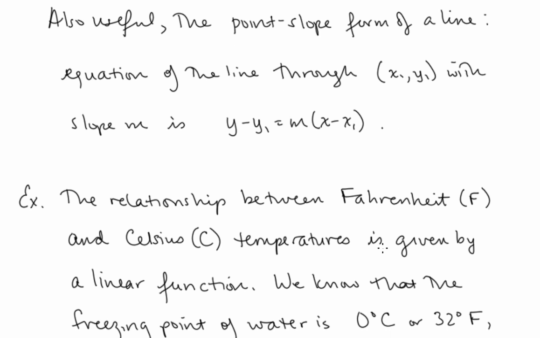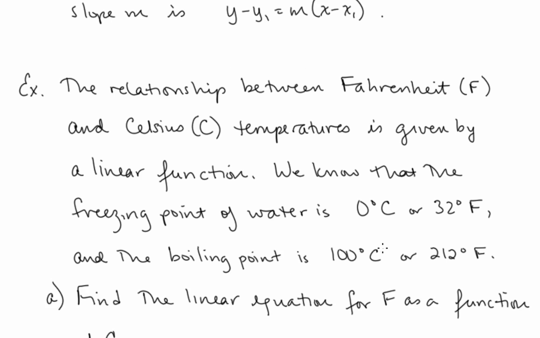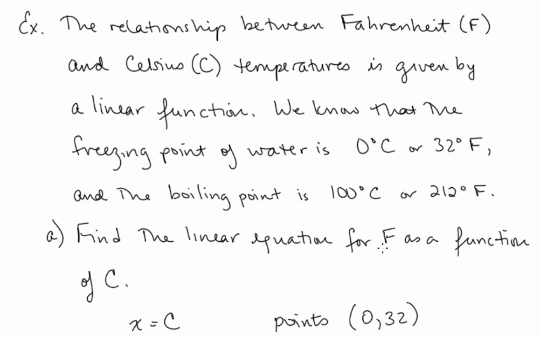Now let's take a look at an example. The relationship between Fahrenheit and Celsius temperatures is given by a linear function. We know that the freezing point of water is 0 degrees Celsius or 32 degrees Fahrenheit, and the boiling point is 100 degrees Celsius or 212 degrees Fahrenheit. Find the linear equation for F as a function of C.